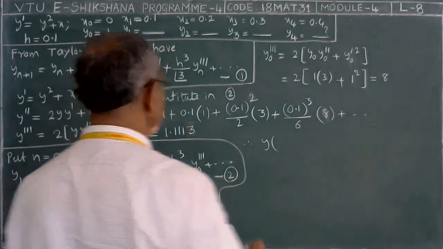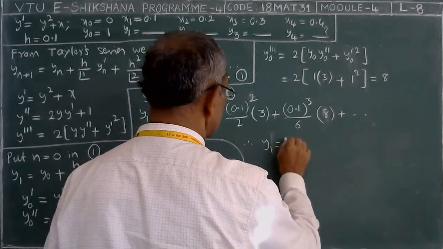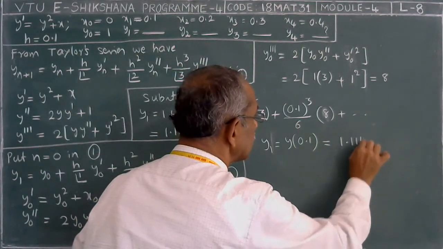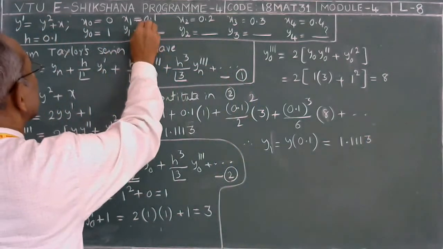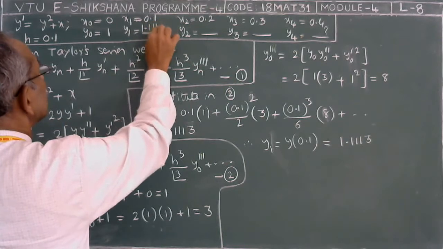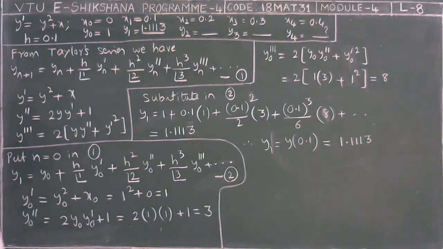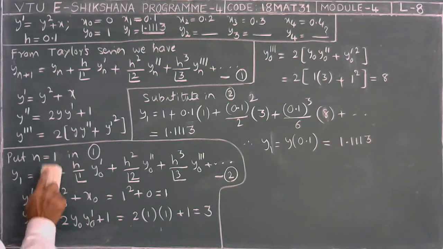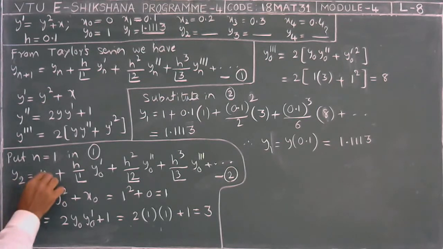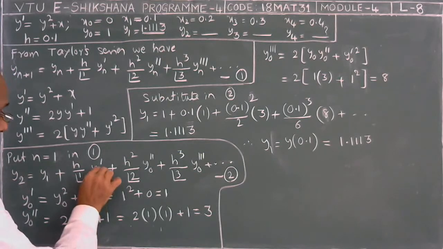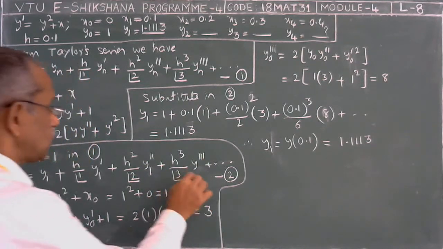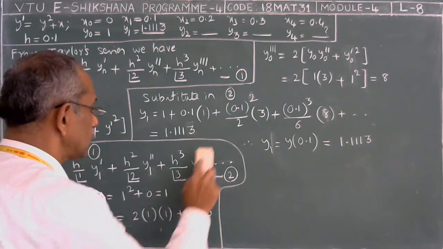Therefore, y1, that is y at x is equal to 0.1, is 1.1113. So I got the value y1. Okay, so now to find y2, I have to substitute n is equal to 1 in 1. So y2 will be y1 plus h by factorial 1 y1 dash plus h square by factorial 2 y1 double dash plus h cube by factorial 3 y1 triple dash and so on.